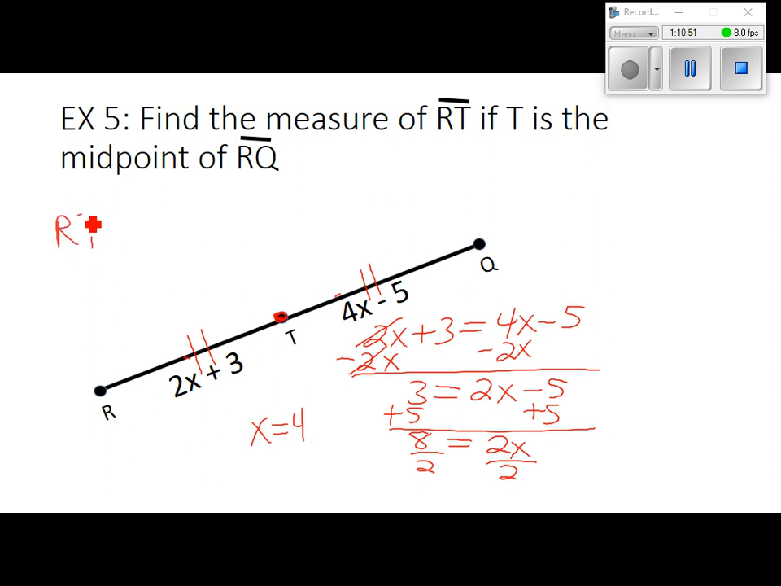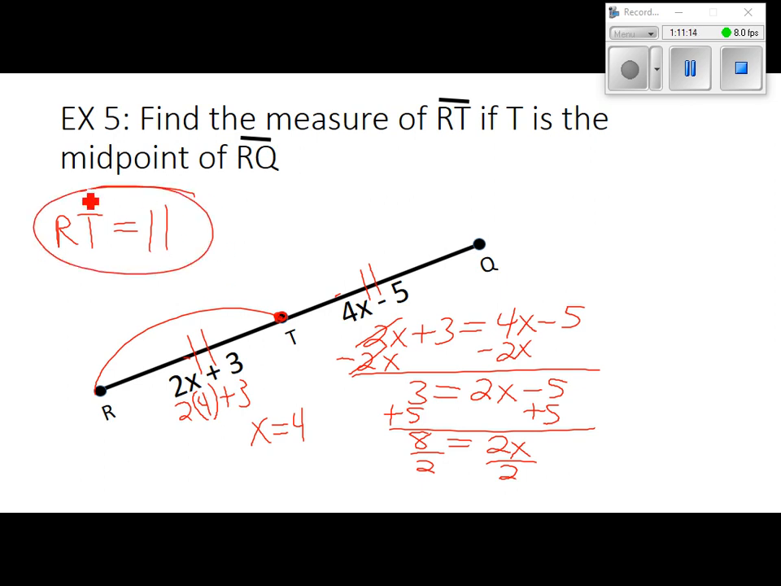Segment RT. So RT equals, where's RT at? There to there, right? How are we going to find that? 2x plus 3. 2 times 4 is 8, plus 3 is 11. That would be our answer. Good job. What's segment TQ? How long is it? 11. How about segment RQ? 22. How about segment QR? 22.